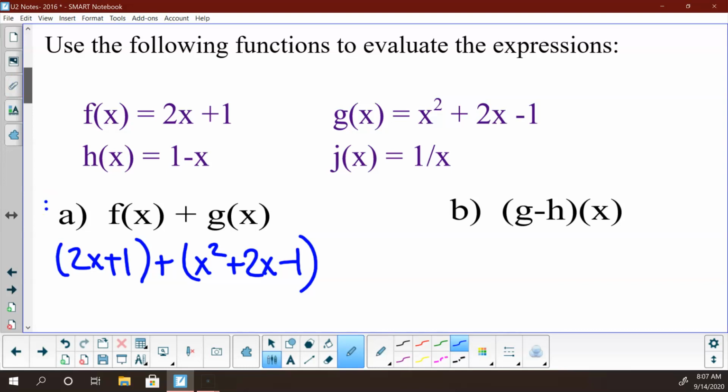Now, literally, all you have to do on these is combine your like terms. So x squared is on its own.